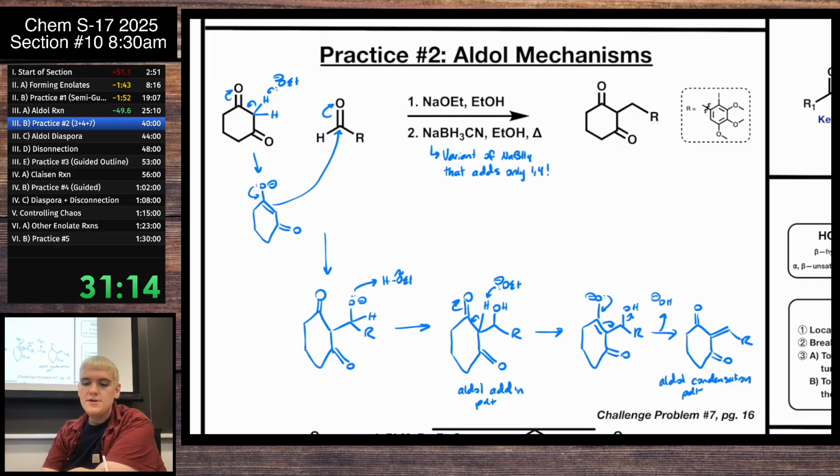And then step 2 says use NaBH3CN, EtOH, and heat. This is a variant of NaBH4, and it's a variant that only adds 1,4. Earlier in the course we said that there's a variant of sodium borohydride that only adds 1,2. And what did we have to sprinkle in to do that? Cerium chloride, to make CeCl3, and that's our Luche reduction to only do 1,2. This is a way of only doing 1,4. This is not going to be on exams, but just the more you know.